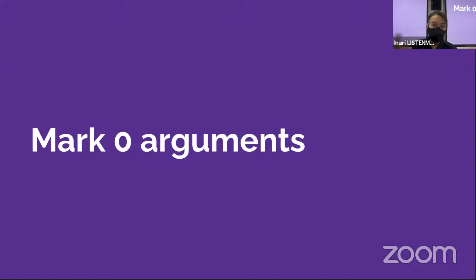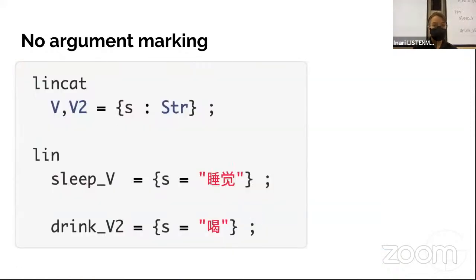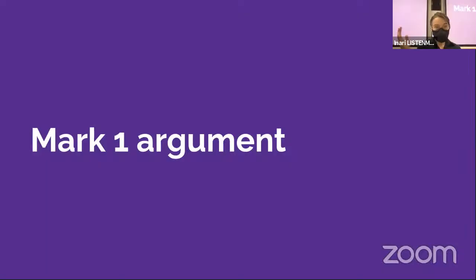So we can mark 0 arguments. And the World Atlas of Language Structures tells me that of their sample of 378 languages, about 82 don't mark person. Again, they might mark tons of other features. So then in GF, the inflection table would be as simple as that. So let's go to more interesting combinations. How about we mark 1 argument?